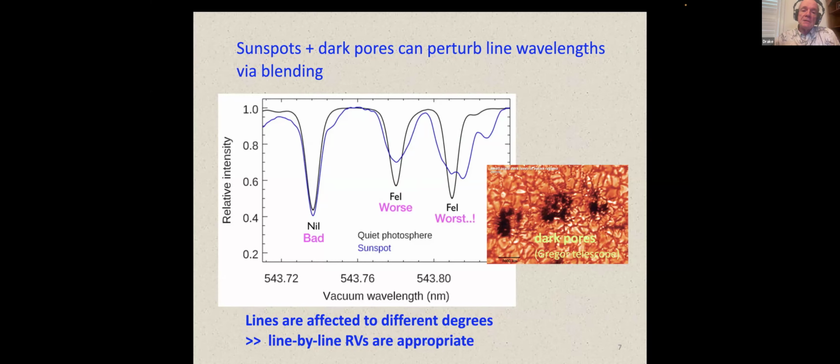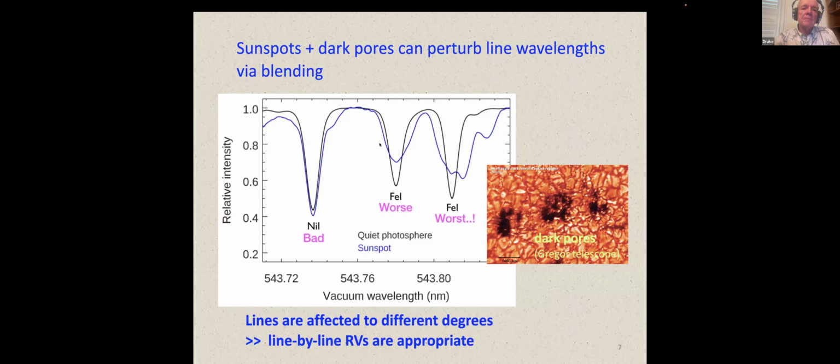And this spectrum is the spectrum of the photosphere. This is Fourier transform spectroscopy. It's a spectrum of the quiet photosphere and the spectrum of a sunspot. And I just picked a region where line blending varies quite a bit between 3 lines.